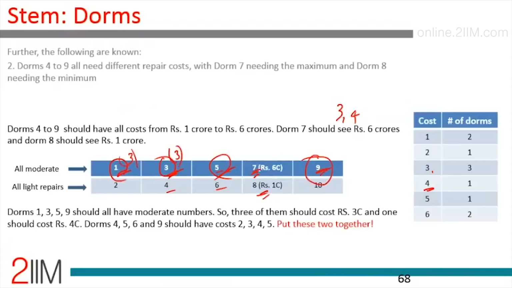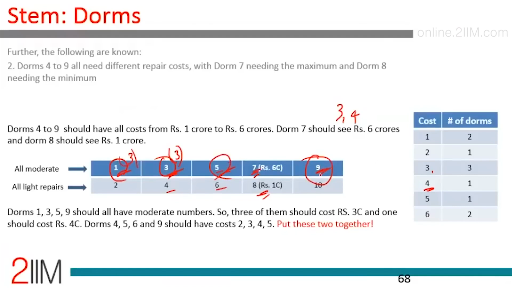Think about this, very important constraint. 4, 5, 6, 7, 8, 9 are all different. That means 5 and 9 should be different. 1, 3, 5, 9 are all moderate. They can cost only 3 or 4. Of these, 3 of these should cost 3, 1 should cost 4. Fine. So these 2 should cost 3 and 4 in some order.